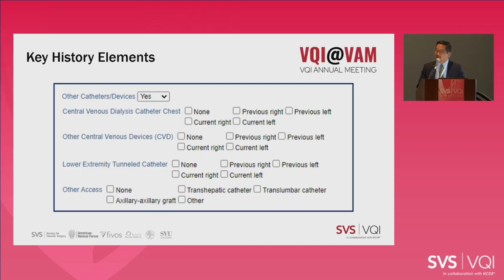is definitely an indication of a more challenged patient. Similarly, a lower extremity tunneled catheter is also a very bad sign, but we should be able to capture that in the preoperative history elements in order to get a better sense for their risk adjustment going forward. Also, some of the other more exotic accesses, sometimes people have a transhepatic catheter, a translumbar catheter, or in at least a few cases, an axillary to axillary graft. If these are present, this should be captured because it does represent a higher risk patient.